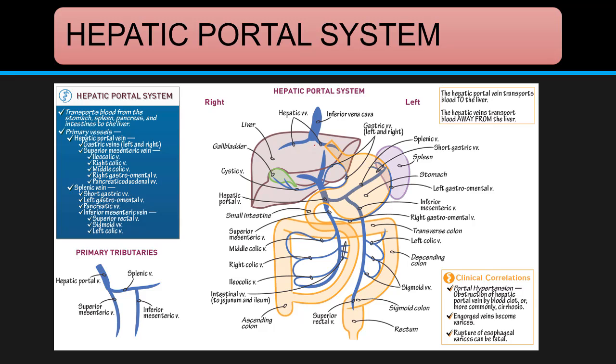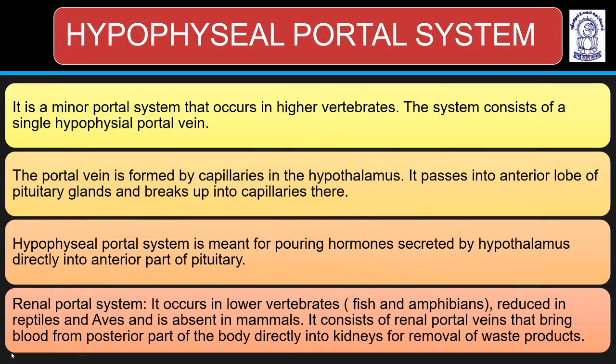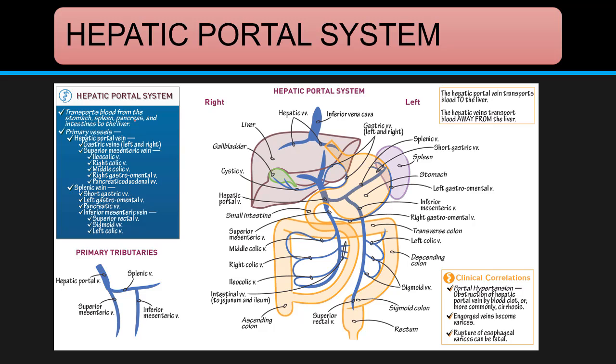I have already explained. No need to remember all these arteries. It's okay. Here it is mentioned: transportation of blood from the stomach, spleen, pancreas, and intestine to the liver is the main function of the hepatic portal system. Primary vessels are the hepatic portal vein, which includes gastric veins, left and right, the superior mesenteric vein, which includes ileocolic, right colic, middle colic, right gastro-omental, and pancreaticoduodenal. Then the splenic vein, then pancreas, then the inferior mesenteric vein, like this.